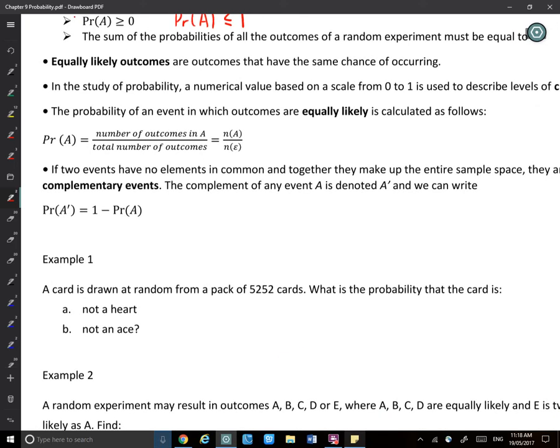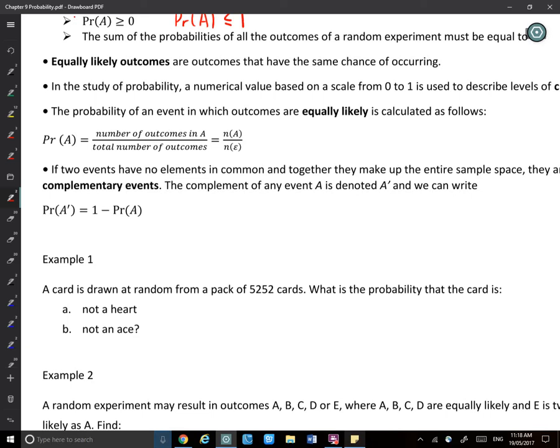And equally likely outcomes: outcomes have the same chance to occur. Throw a dice, number 1 to number 6, you have the same chance to get each, which is 1/6. But it needs to be a fair dice, a fair coin or fair dice. If the question says a biased dice or biased coin, you won't have probability half-half or 1/6. It will be according to what the question gives you. So any fair coin, fair dice, you will have equally likely outcomes.